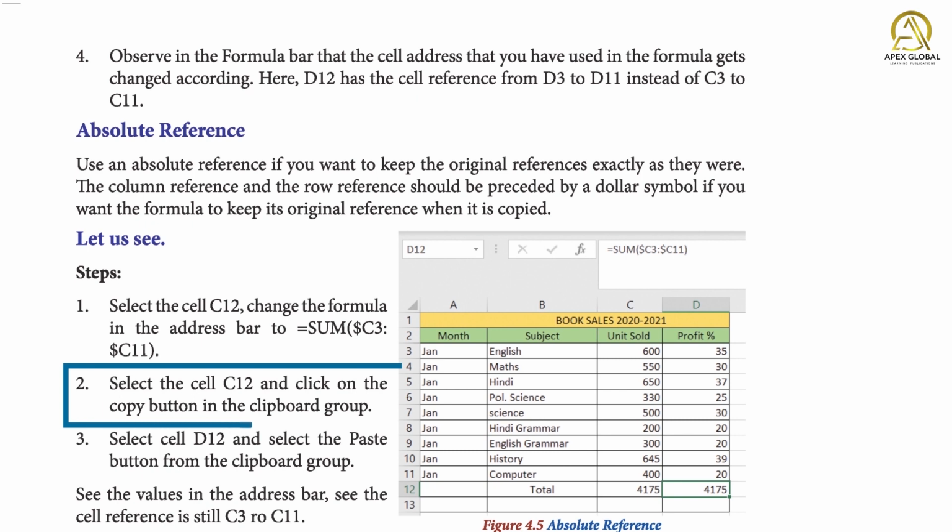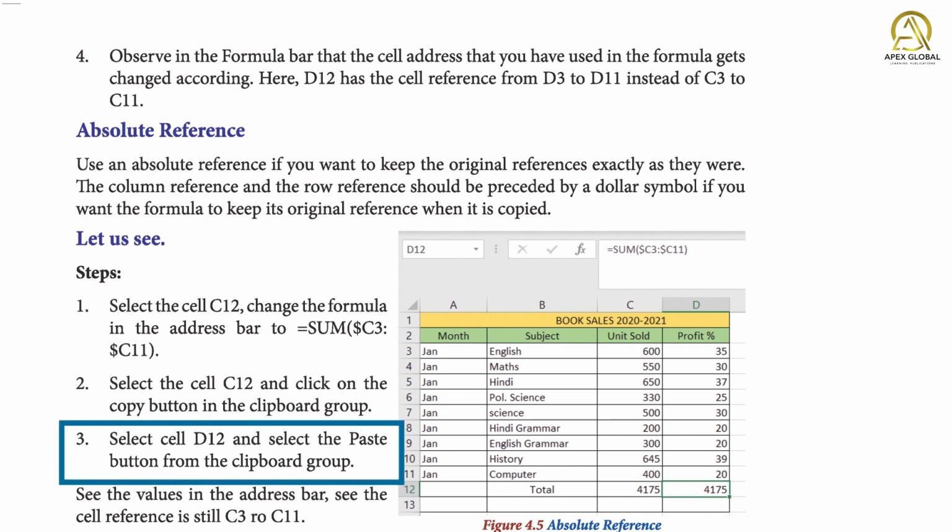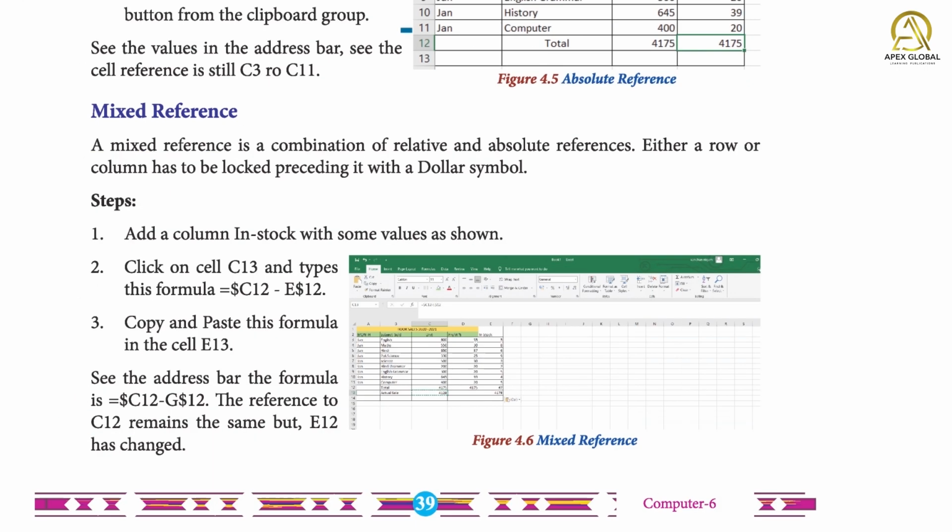2. Select the cell C12 and click on the copy button in the clipboard group. 3. Select cell D12 and select the paste button from the clipboard group. See the values in the address bar. See, the cell reference is still C3 to C11.